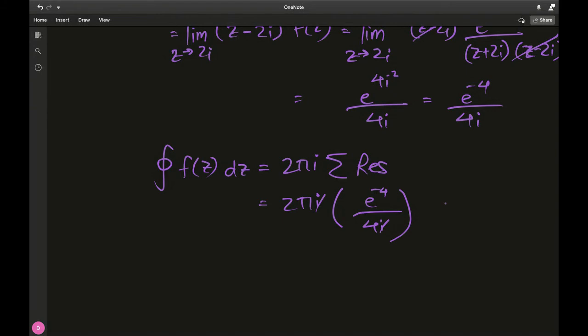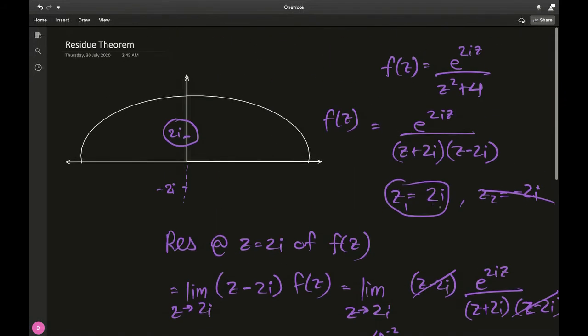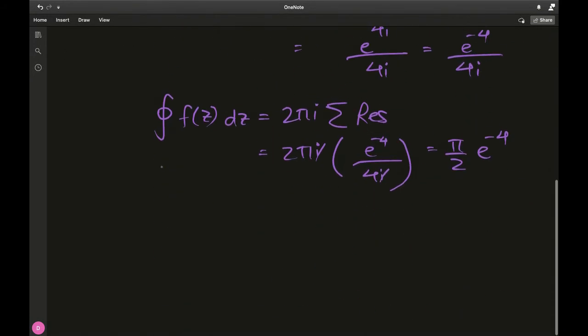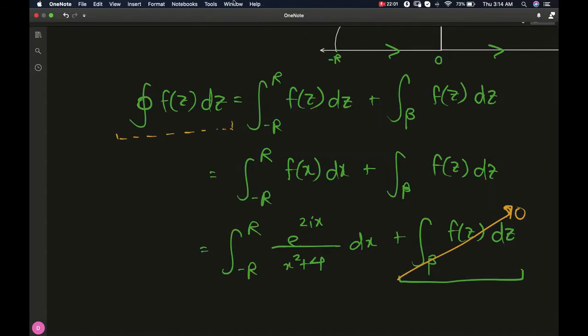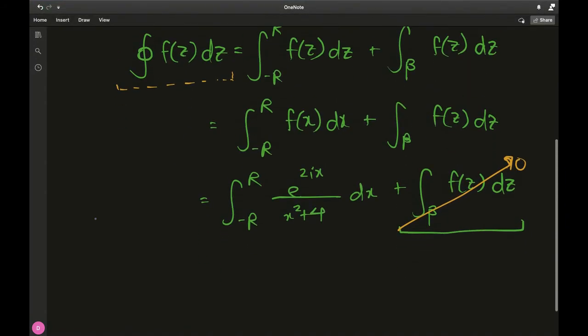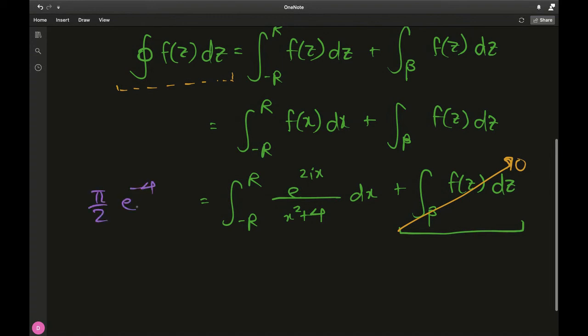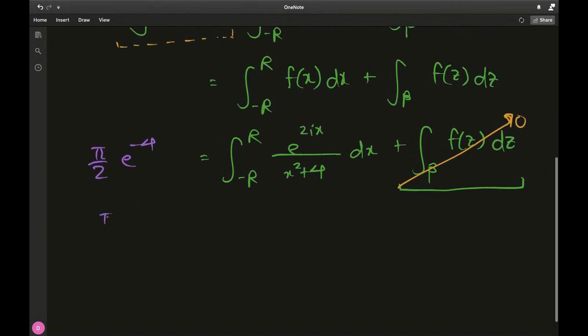The i's will cancel out. So we have pi over 2 times e to the negative 4. Fair enough. That's the value of the contour integral of f of z dz. Now let's go back to our original page where we drew the contour. So we know that this contour integral is pi over 2 times e to the negative 4, which is equal to this.